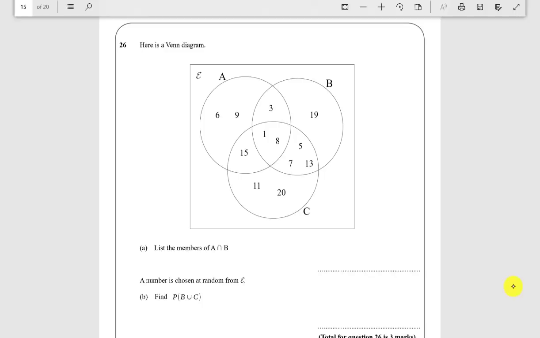Question 26, one of my favorites, Venn diagrams. List the members of A intersection B. Some people say A and B, that's how I remember it, but the actual way of saying is A intersection B. So basically where A and B meet.